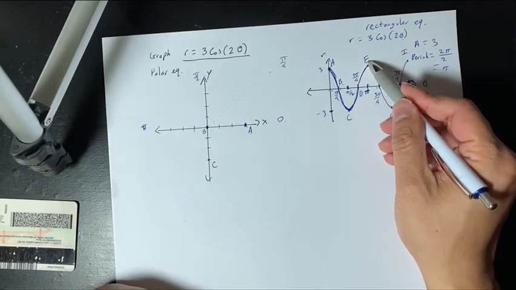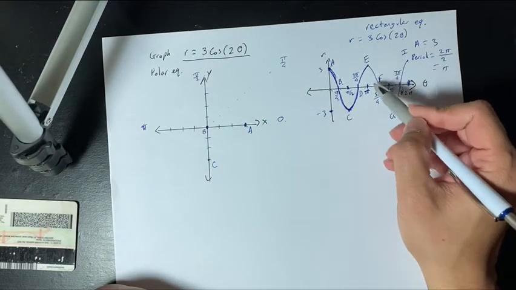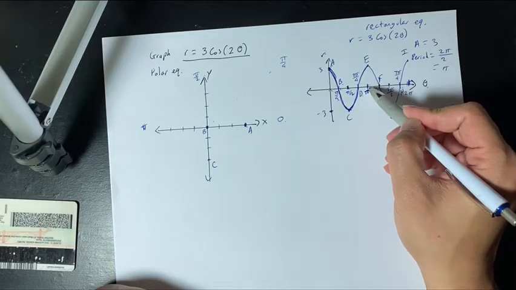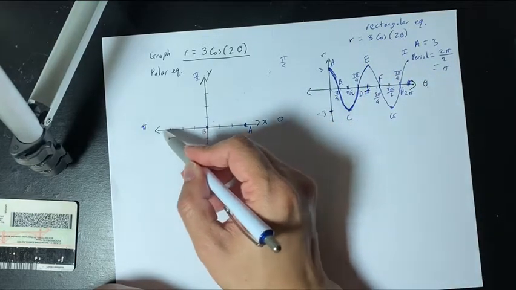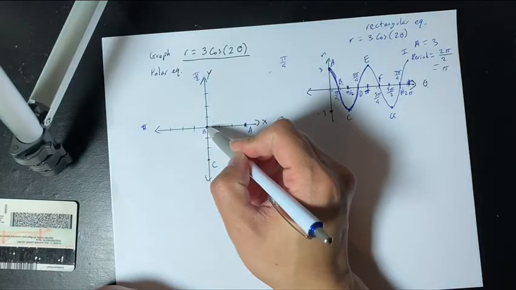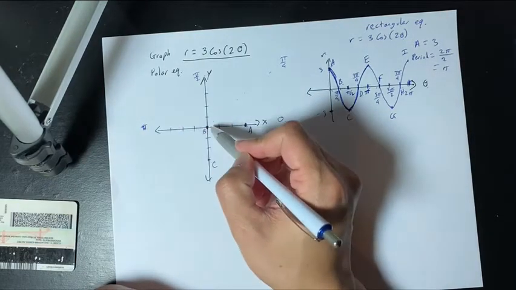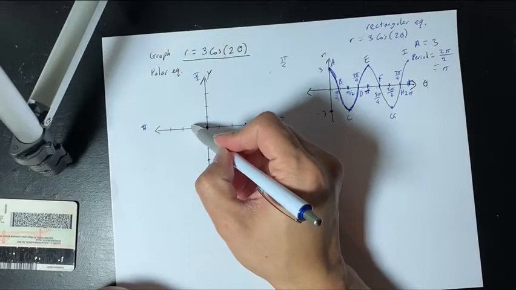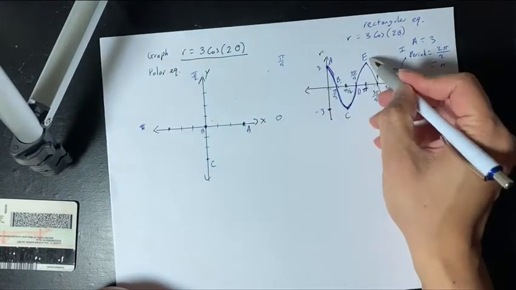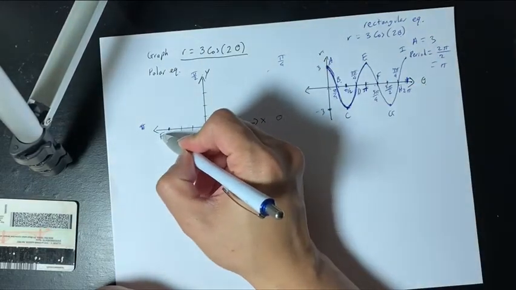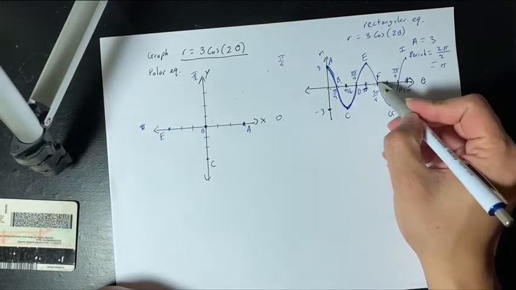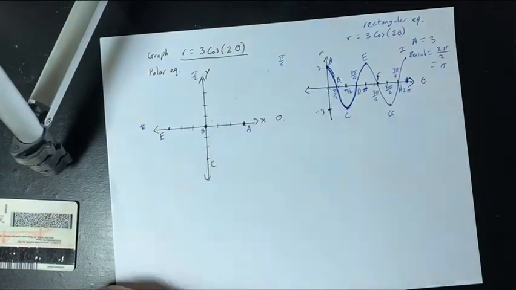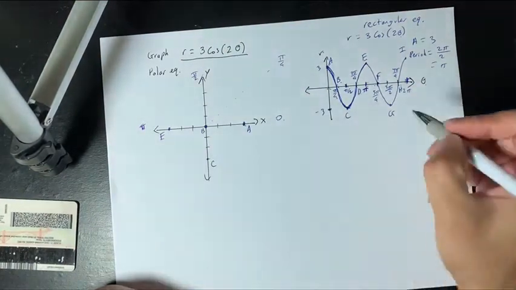How about E? E is at the angle pi, and at the angle pi, your radius is 3. So here's the angle pi, and towards that direction pi, I'm going to go a distance of 3. And that would be my point E. Okay, F, well, radius is 0, so you're right on the origin.